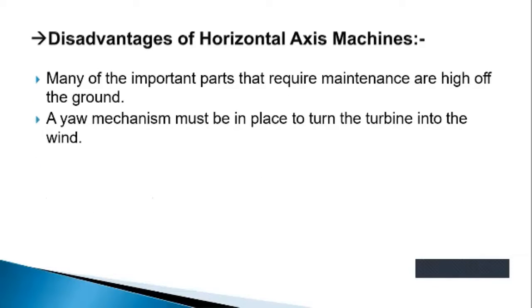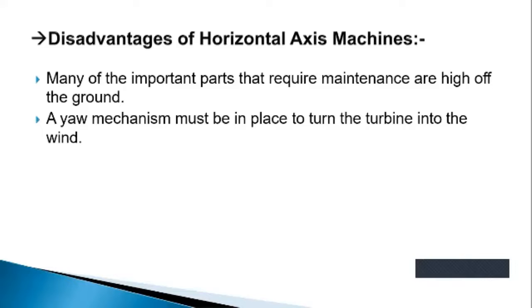The disadvantages of horizontal axis machines are as follows. First one is that many of the important parts that require maintenance are high off the ground. This is a main drawback of horizontal axis windmills. For maintenance purposes, we require to go to a very high level from the ground.